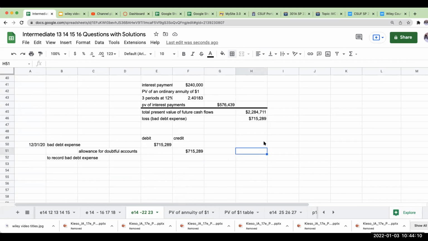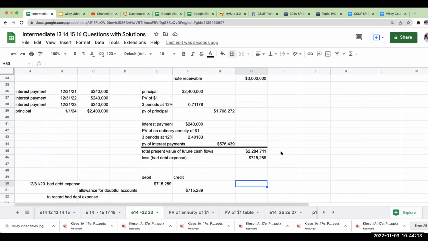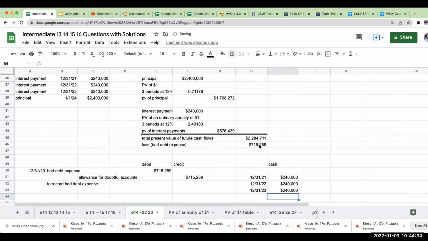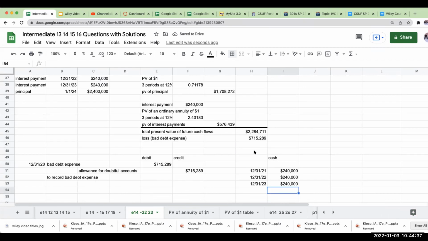Okay, so what we know is going to be happening over here is that my cash receipts are going to be 240,000. Let's just copy these over. Okay, so we're just asking for a schedule of interest. The cash I'm going to be receiving is going to be 240,000. My carrying value of the note receivable is going to be what?